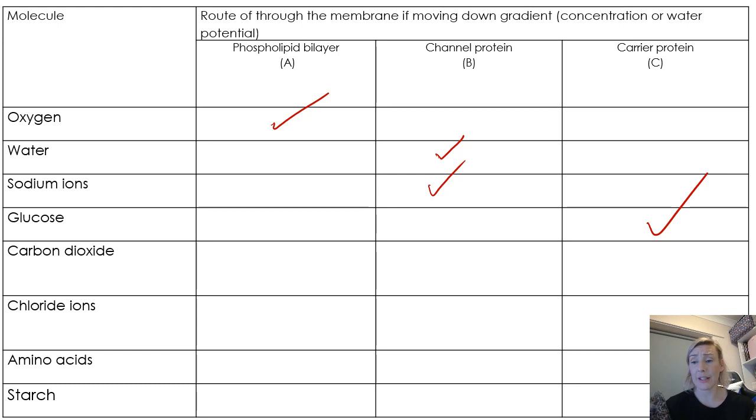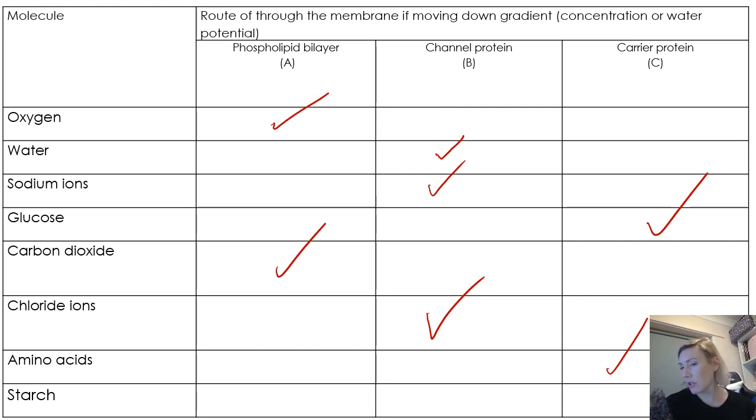What about carbon dioxide? Well, that's small, doesn't have a charge. So just like oxygen, straight across the phospholipid bilayer. Again, rapid diffusion, doesn't need proteins. Chloride ions. Again, small but charged, so need a channel protein. Amino acids, they're bigger now, so they need a specific carrier protein, and that will be one for every one of the 20 odd amino acids. Every one of them has a different specific carrier protein needed to take it across the membrane.